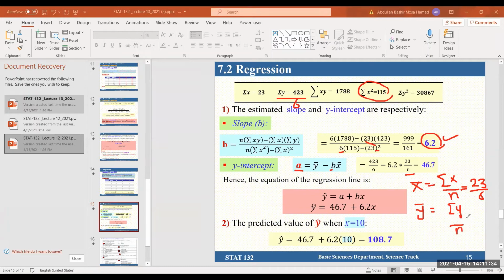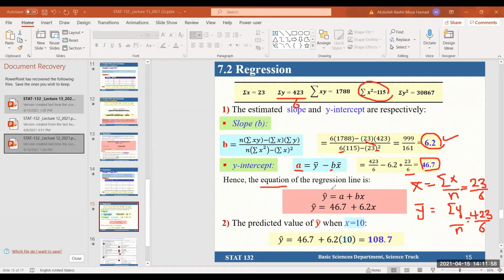Summation y is 4, 123 over 6. Now we have y bar and we have x bar. Also, already we got b, so we use y bar minus b x bar to get the intercept, which is 46.7.